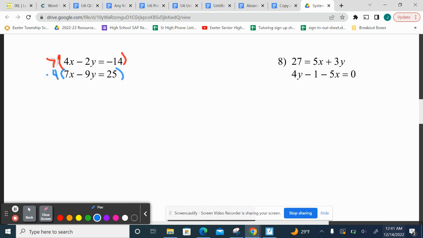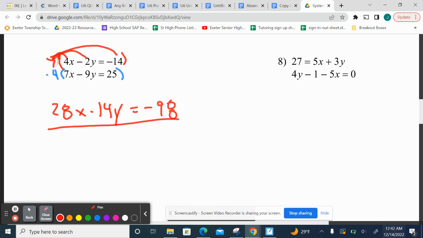Here's why. I'm focusing on canceling the x's. And in red, when I distribute, I'm going to end up with 28x. The numbers are going to get a little big. Minus 14y. And then 7 times 14, off the top of my head, I couldn't tell you. So let me do it real quick. 98. So yeah, your numbers do get a little big.